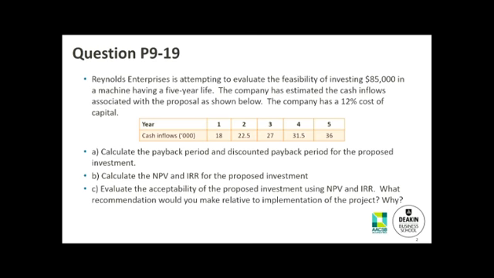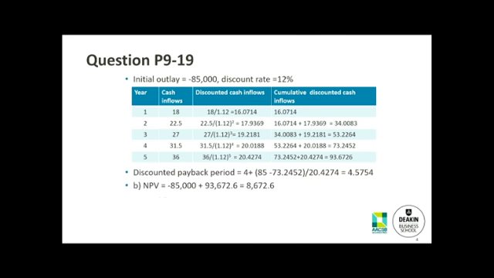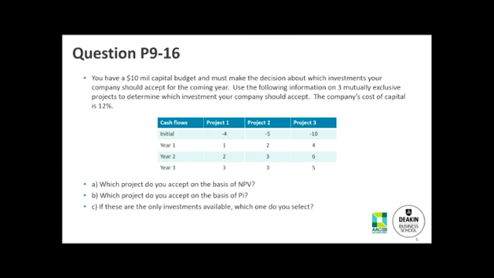That's the first one. We do have another example. In this example, you have $10 million, and you must make a decision about which investment your company should accept for the coming year, using the following information on 3 mutually exclusive projects. The discount rate is given. 3 mutually exclusive projects means you are only able to pick one of them. If you go for A, you have to reject B and C. If you go for B, you have to reject A and C.